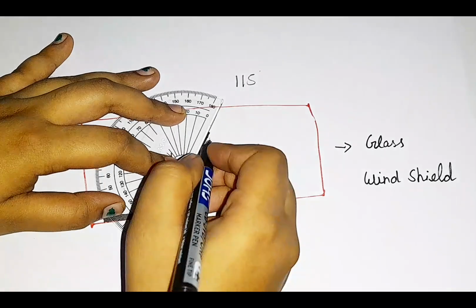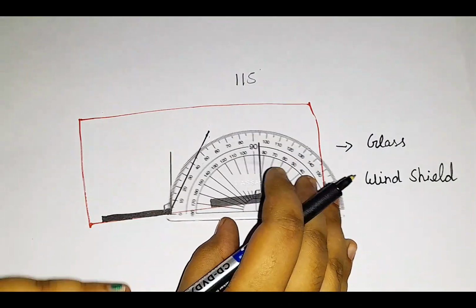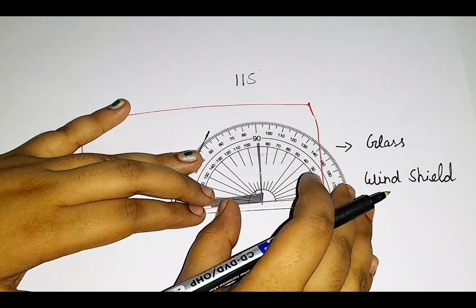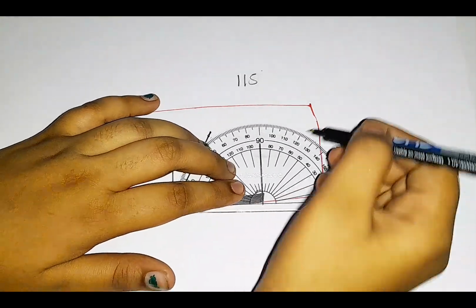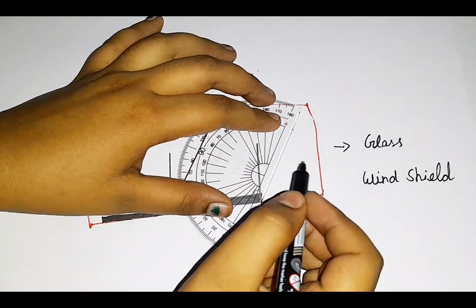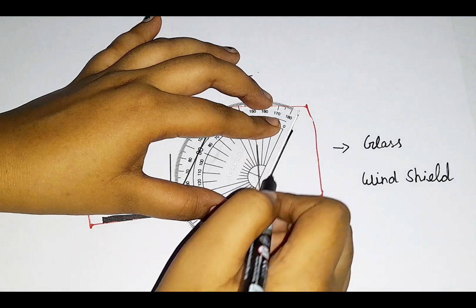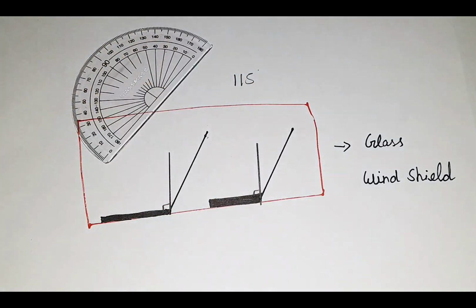Then here also let us do the same thing. Here we have the point right over here, so let us join the point. I just did this because some people might be wondering why I am doing it like this. So this is the reason.